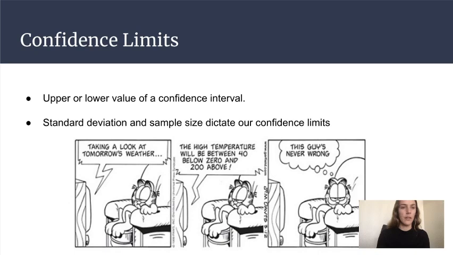So, confidence intervals come with confidence limits. We're going to calculate an upper and a lower value of our intervals, a lower value that we would expect our scores to be like, or an upper value. Standard deviation and sample size dictate our confidence limits. We'll take a look at a formula in a moment to sort out how we find this. I like this comic here because it's a little silly.